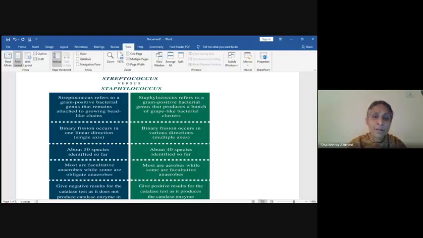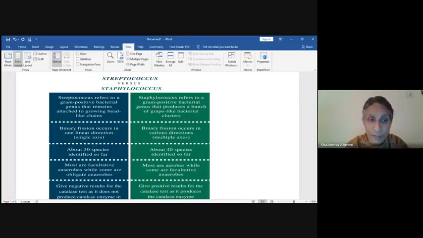So we have to differentiate, we have to know which is the causative agent in a particular infection when we are dealing with a certain pathology. So let's look at the important differences between these two microorganisms. First of all, we know both of these are gram positive microorganisms. Both are non-motile, non-sporing, and they are cocci. Now the difference starts. Let's see.